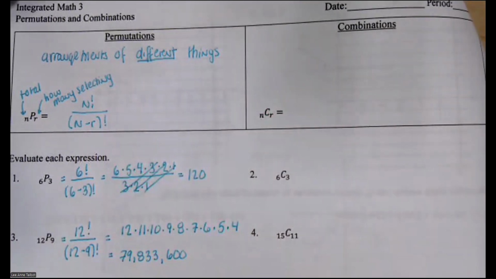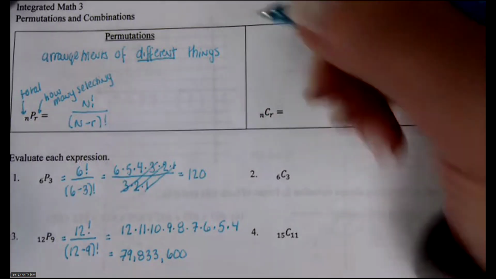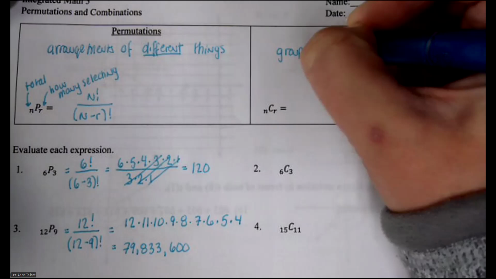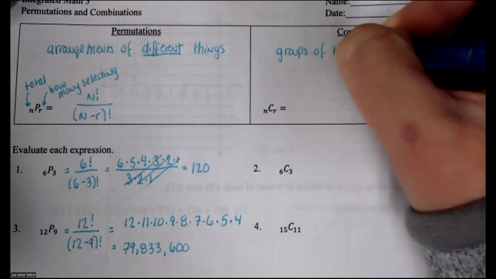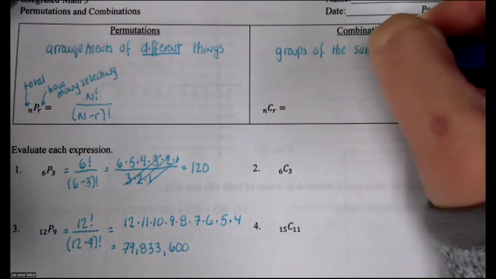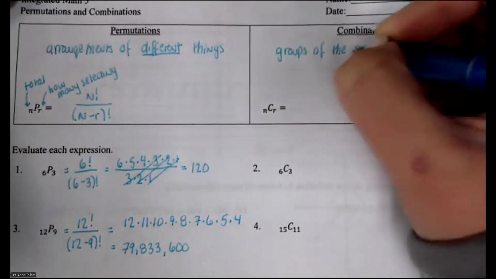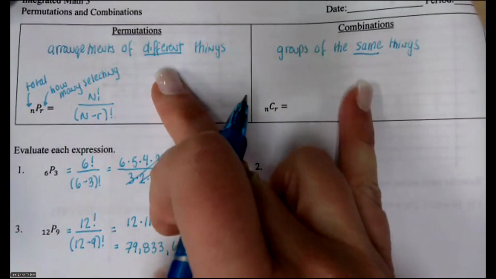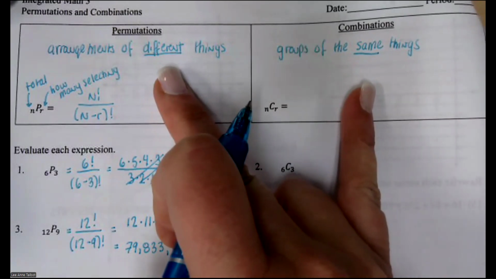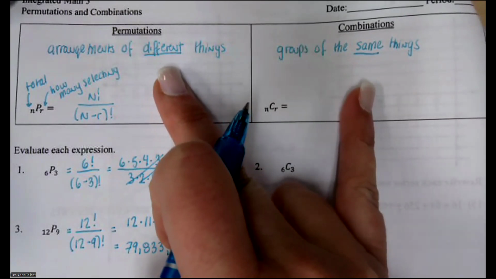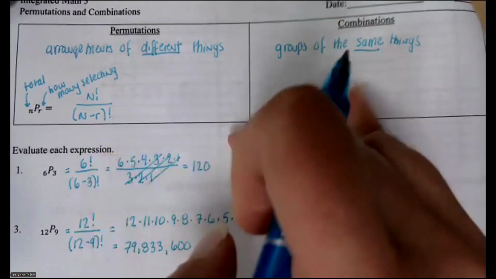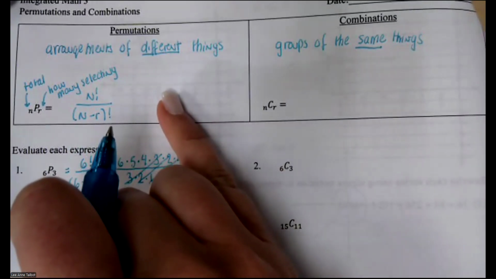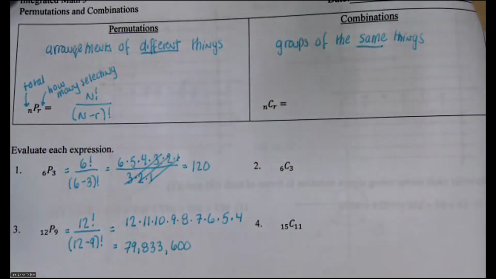So for combinations, they're groups, and if you can just isolate these words, different and same. In math, you're supposed to say order matters and order doesn't matter, but that's really hard for people to understand. If you just think about it as, are these different? Are these the same? Then it's good.